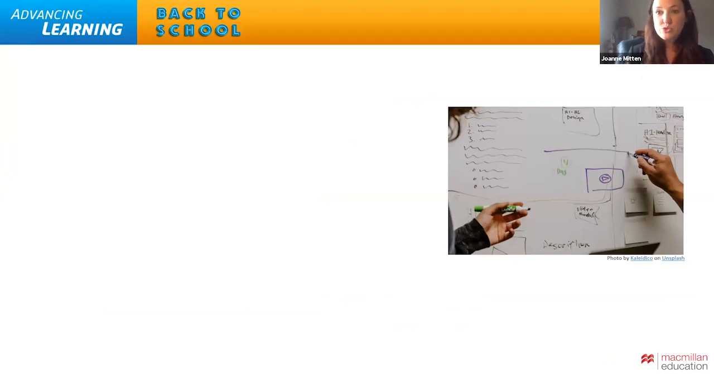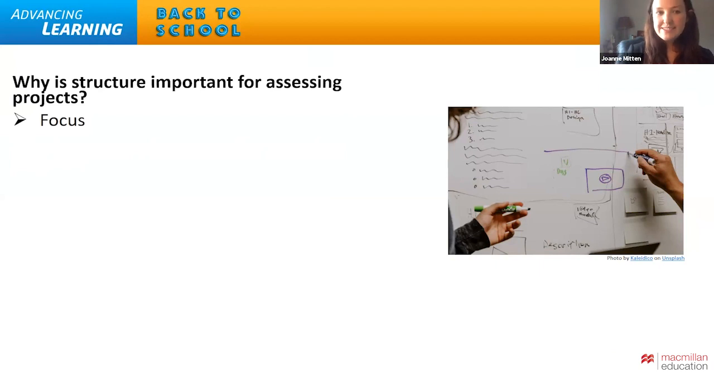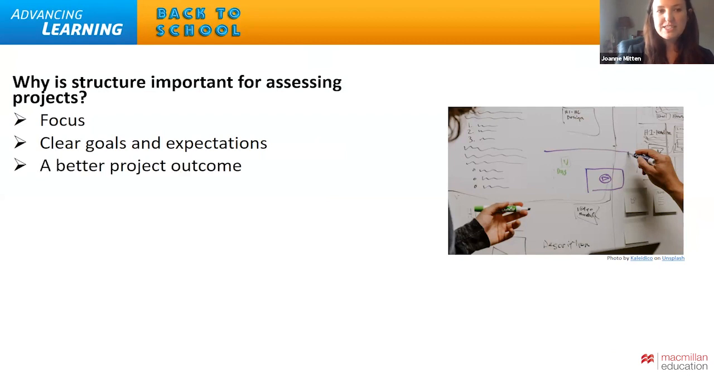And that brings us to structure. So now that you've decided you're going to treat your class as a group of budding project managers who need to really organize themselves and take ownership for their own project, you need a good structure in place so they can do it properly. So to assess the projects, we need structure for focus, clear goals and expectations, and a better project outcome. But I know you're screaming at the screen, how do I do that? I want practical examples. So here we go with practical examples.